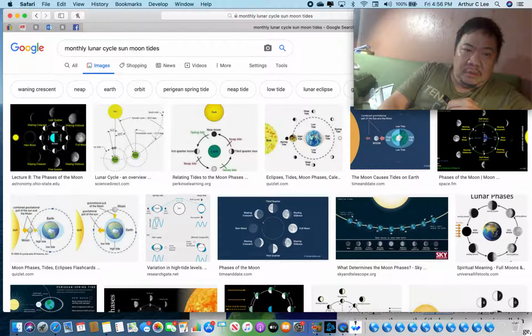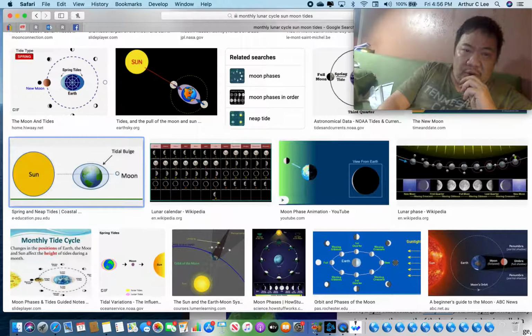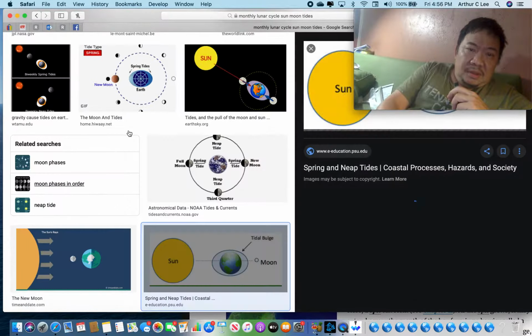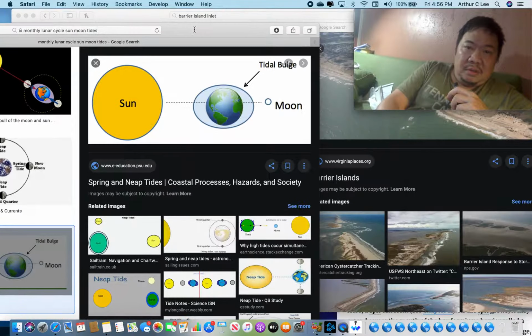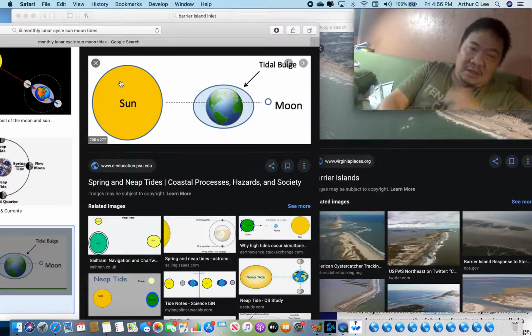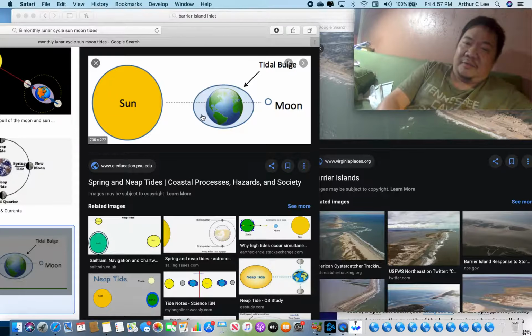Let's see if I can get a nice picture to show how this works. So here you can see the moon. It's a lot closer to us than the sun. That's why even though the sun is much bigger, the moon exerts a greater gravitational pull on our oceans than the sun. So there's a bulge of water that points towards the moon. And on the opposite side of the planet, there's another bulge because there's less gravitational pull on this side.